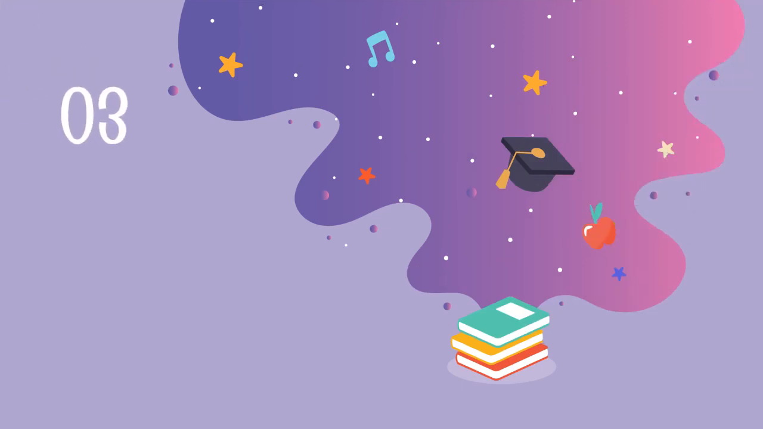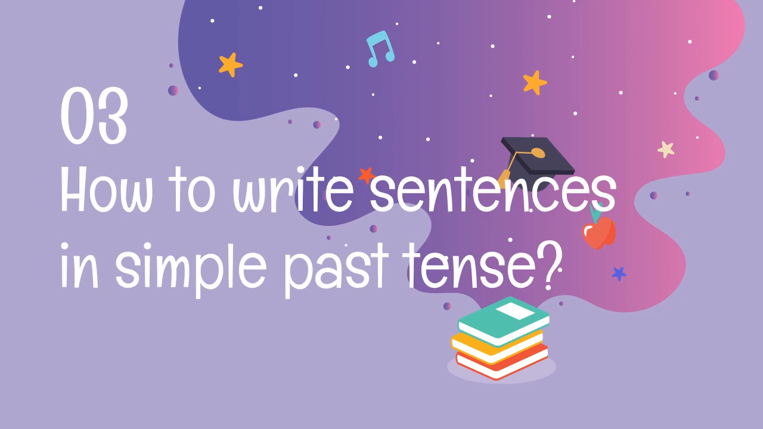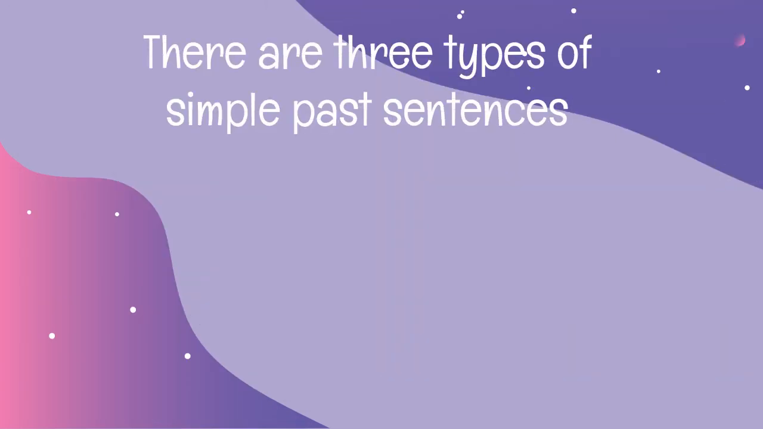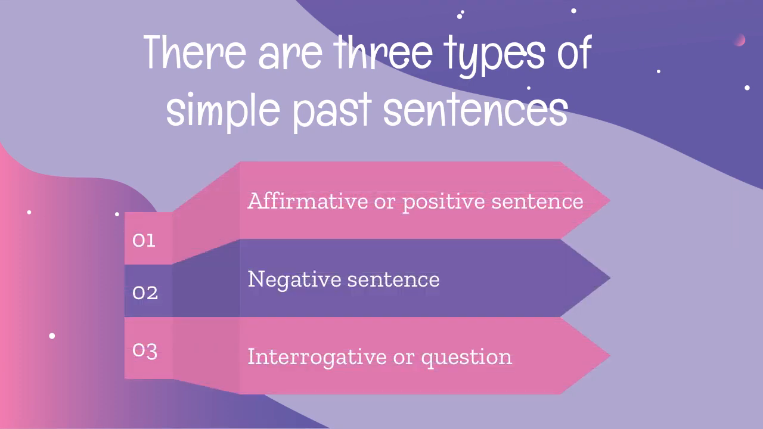Now let's move on to how to write sentences in simple past tense. There are three types of simple past sentences that you need to know. First, affirmative or positive sentence. Number two, the negative sentence. Three, interrogative or questions. Okay, so I will repeat. First, affirmative or positive sentence, then negative sentence, and then interrogative or questions. Let's take a look one by one.